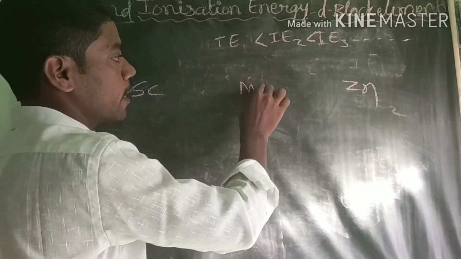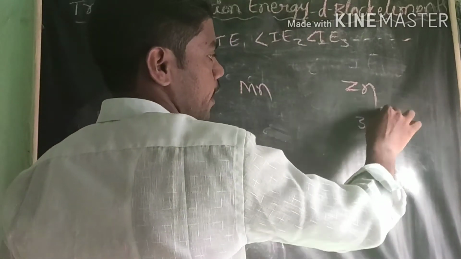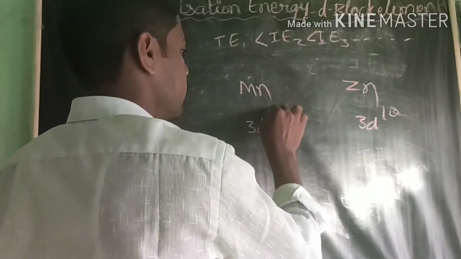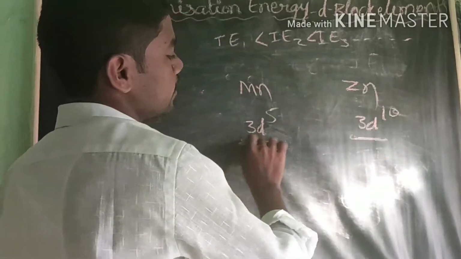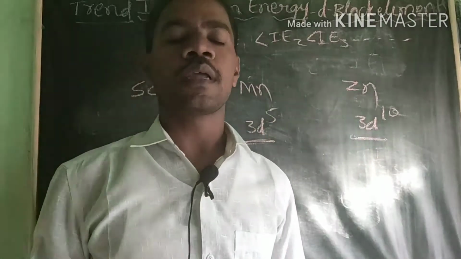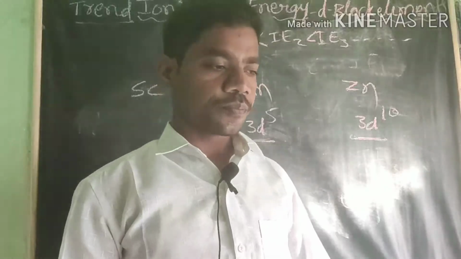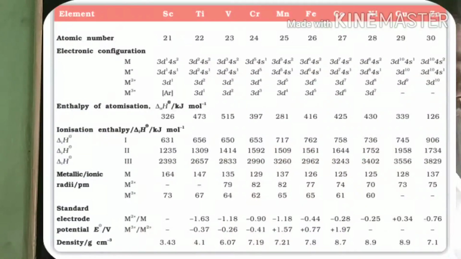Next, for manganese and zinc, this is 3d10 and this is 3d5. Therefore these 3d10 and 3d5 are completely filled valence electron configurations, so they have exceptionally higher ionization energy.